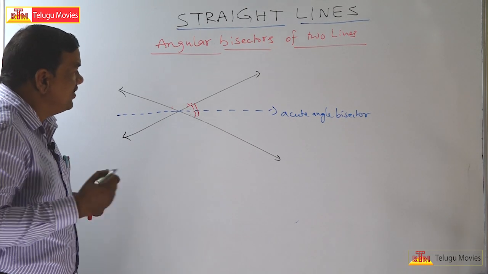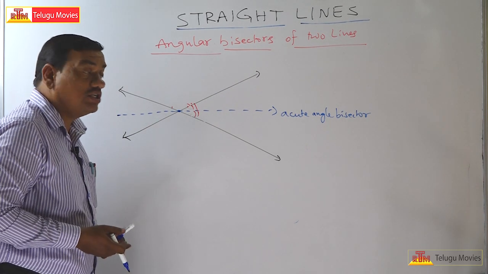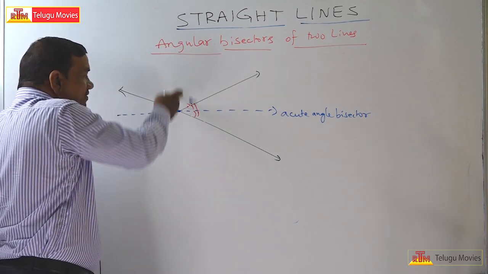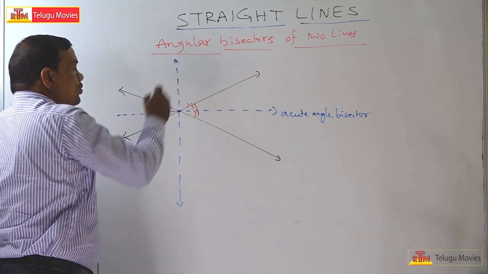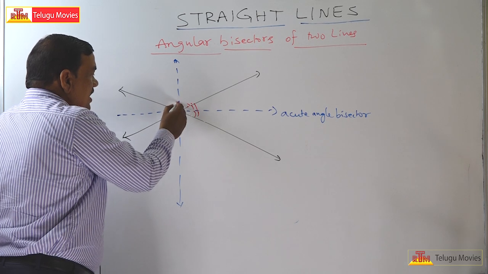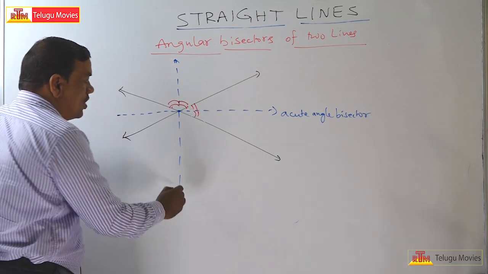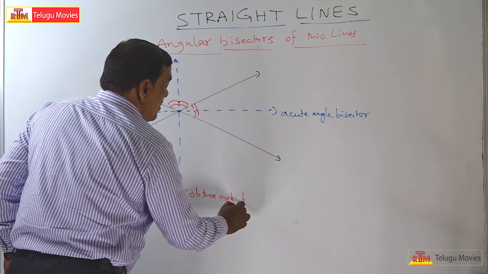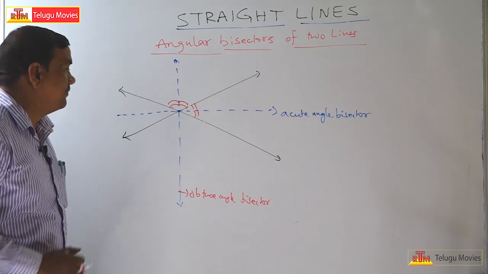Same definition for the obtuse angle. The line which passes through the point of intersection of the two lines and which divides the obtuse angle into two equal parts, two equal halves. So, that means this angle and this angle both are the same. So, this is called the obtuse angle bisector. Obtuse angle bisector, only one.